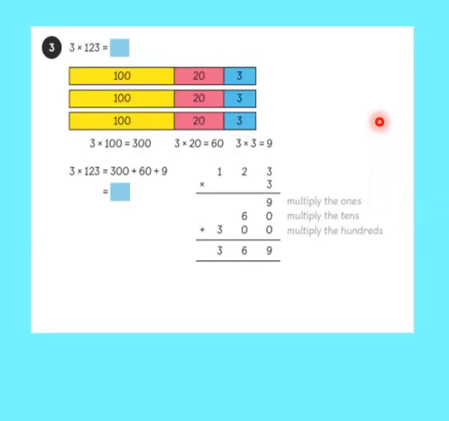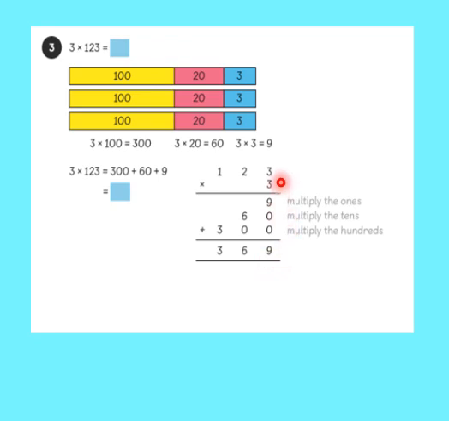So let's have a look at a different calculation using this method. Here we have 3 times 123, and we can see that with this bar model, the 123 has been split into hundreds, tens, and ones. And it shows us that we can then multiply the hundreds, tens, and ones by 3. So 3 times 100 will give us 300, 3 times 20 gives us 60, and 3 times 3 equals 9. And we can then add them together.